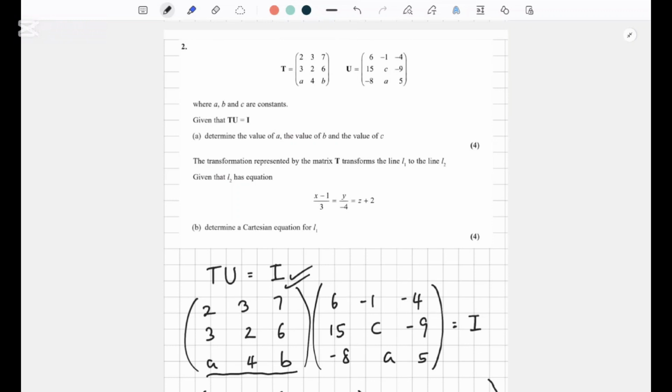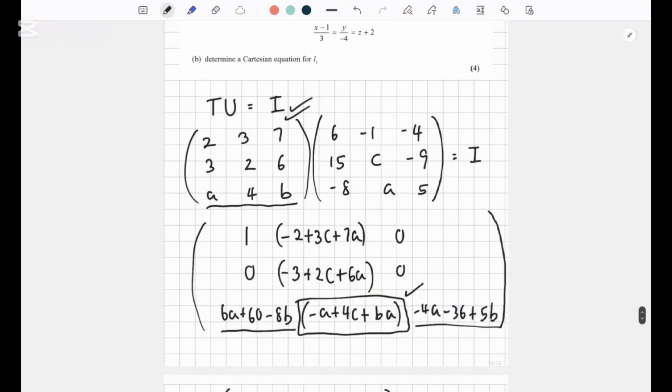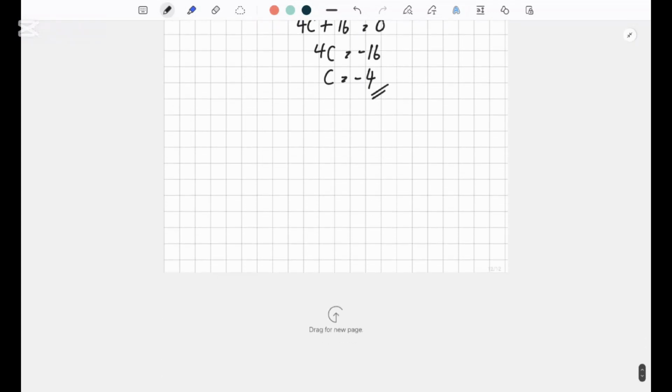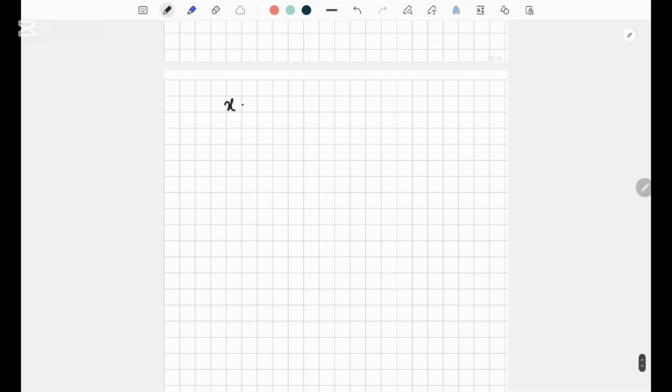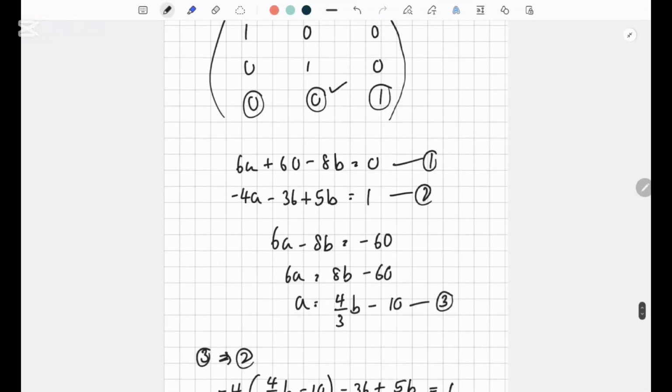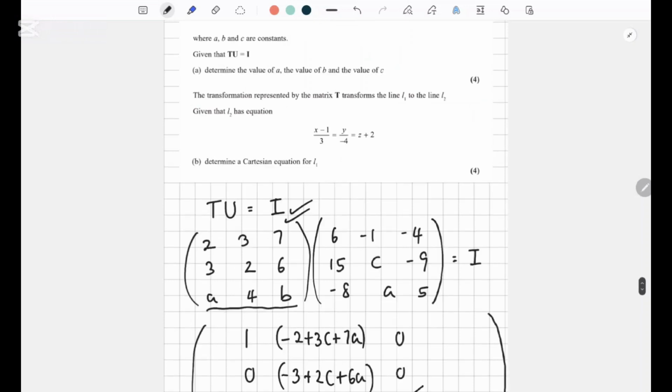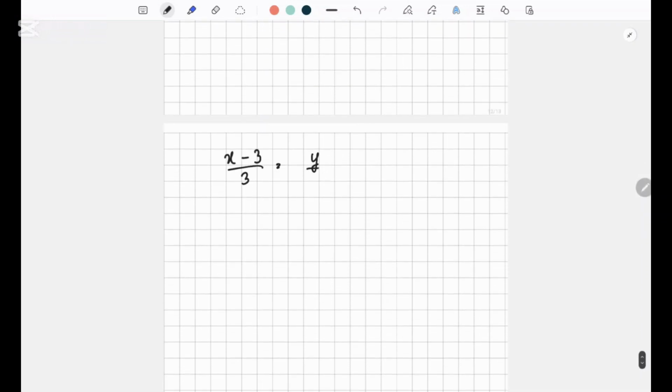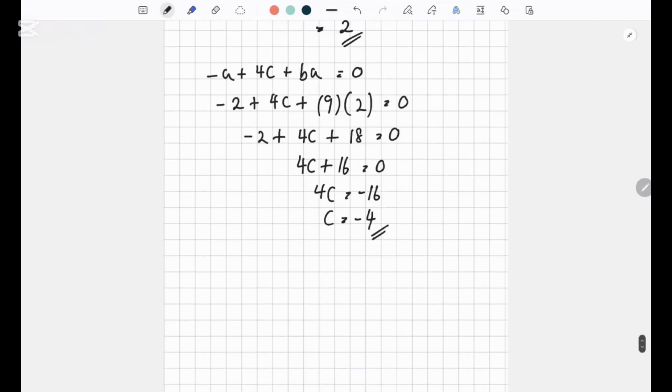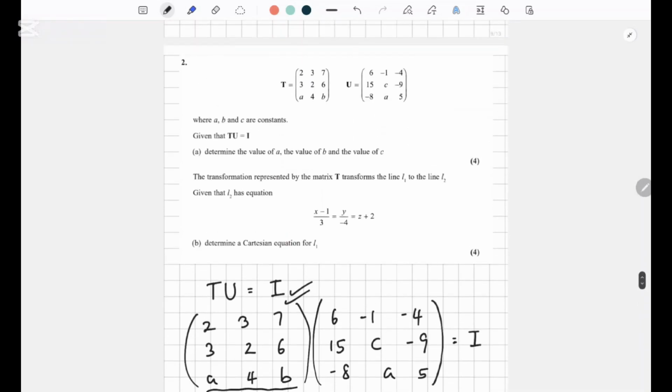It transforms the line L1 to line L2. Given that L2 has the equation, we'll go to the next page: x minus 1 over 3 equals y over minus 4 equals z plus 2.